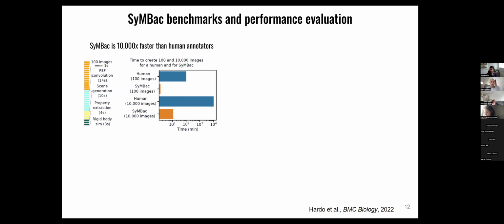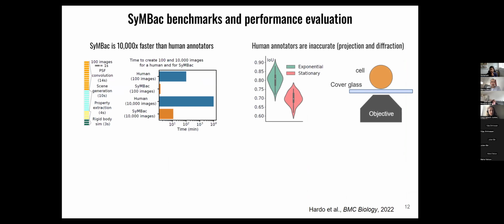There are several advantages of using synthetic training data to train machine learning models for image segmentation. First of all, it's really fast. It's about 1,000 times faster than human beings sitting down, and of course, orders of magnitude less painful. It's also more accurate. Because we can generate synthetic data, which comes with perfect ground truth, we can actually benchmark how inaccurate people are when they're annotating data. So we asked several users, and when they annotated the data, we could see that they're always underestimating the cell size. Depending on the growth condition, their extent of error changes.